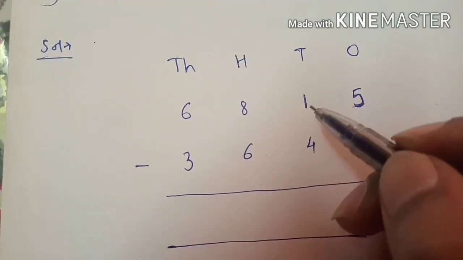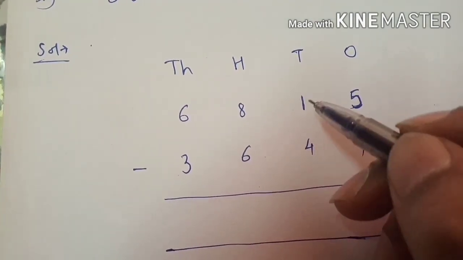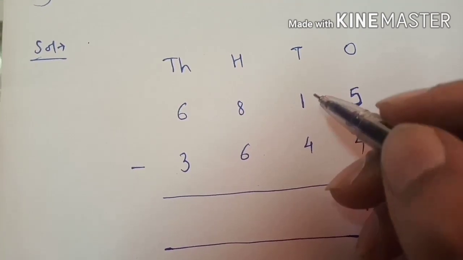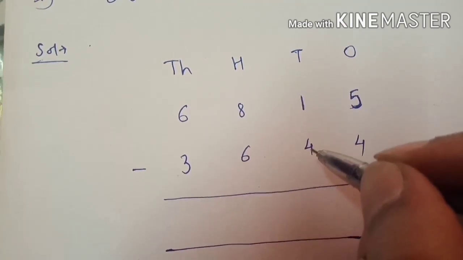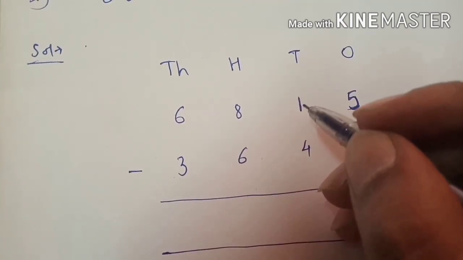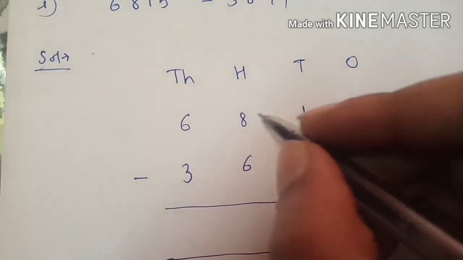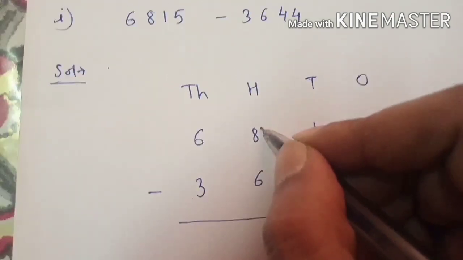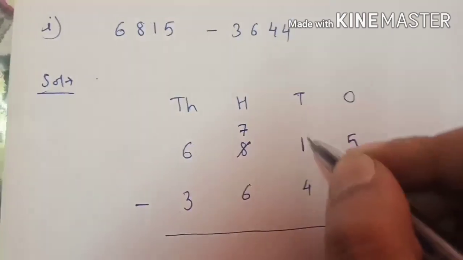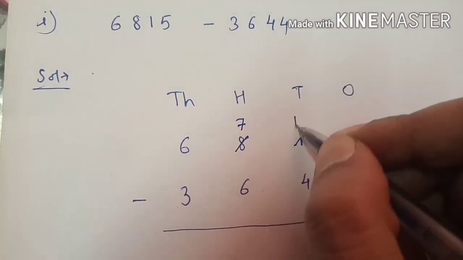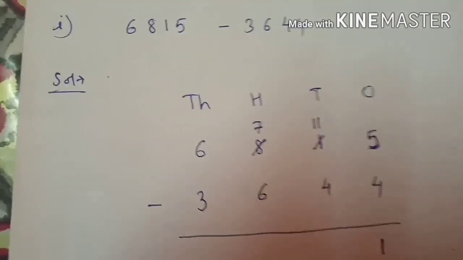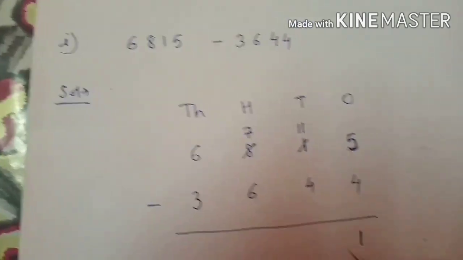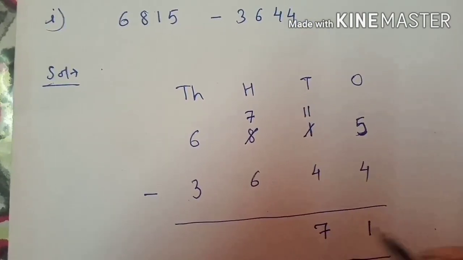Now here we can't subtract 4 from 1 because 1 is small and 4 is large. So what we will do here, we will take one borrow. So this 8 will become 7 and this 1 will become 11. So now we can subtract 4 from 11. So our answer will be 7.